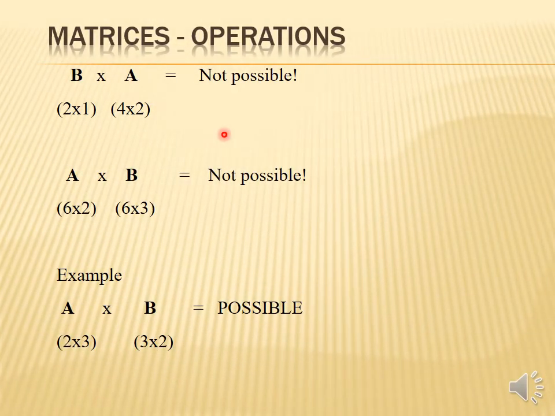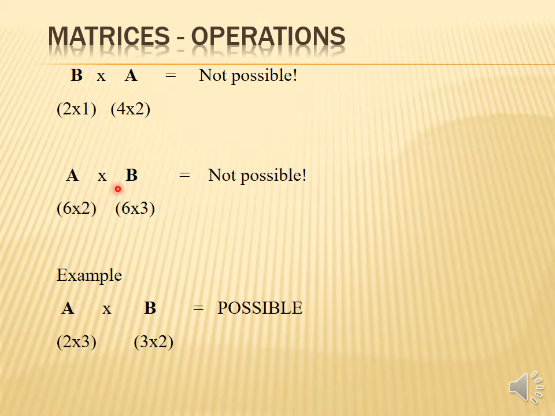Student, now we discuss some examples of matrix multiplication. Here is an example. Number one: B multiply A equals not possible. What is the reason? Matrix B has order 2 by 1 and matrix A has order 4 by 2. Student, I told you that if the inside of both matrices is the same, then the multiplication is possible. Here is 1 and here is 4. These numbers are not the same, so matrix multiplication is not possible.